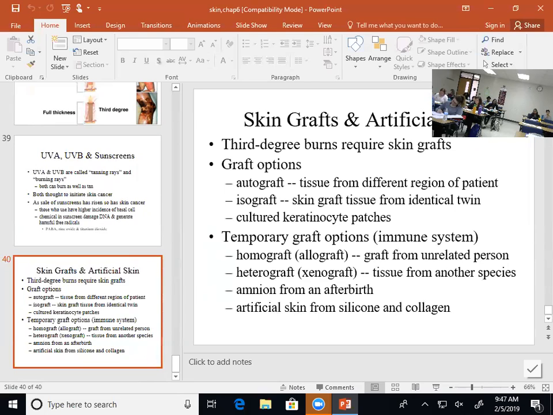Iso means you have an identical twin. Do many of us have that we can go to? No. Now we can culture skin patches, but is that going to take some time? Yeah, so that's going to take a little bit of time. And then homo, or allograft, is grafting from an unrelated person, but another person. Hetero means different, doesn't it? Or sometimes that's referred to as xeno, which is from another species. So you hear about pig skin and other skins that you can get from another species. But anyway, these are just some different types of grafts.